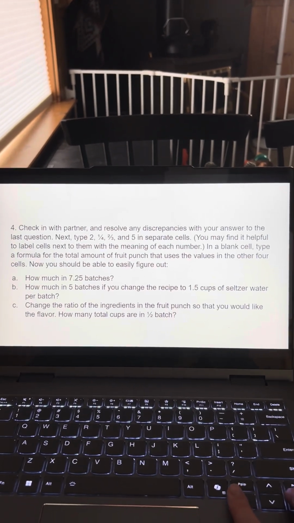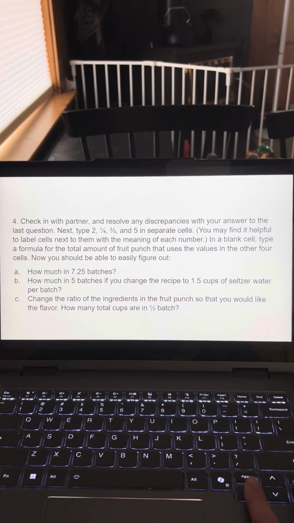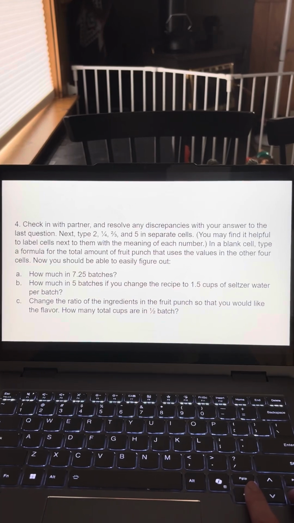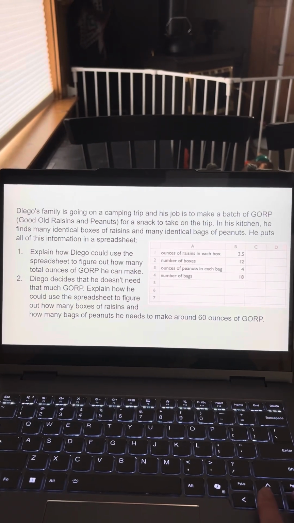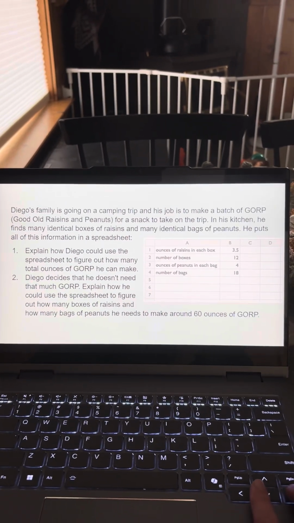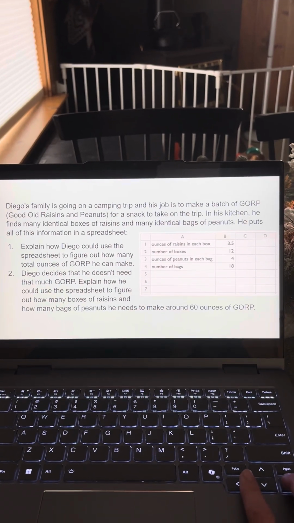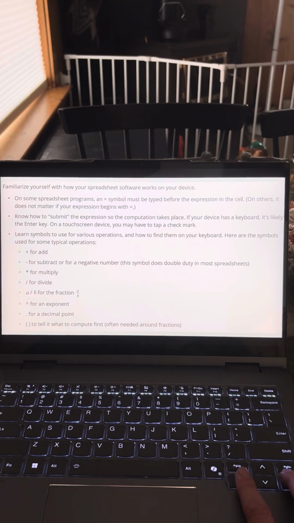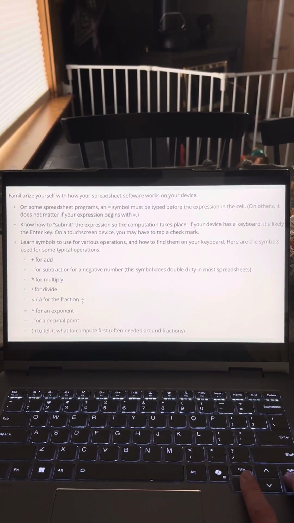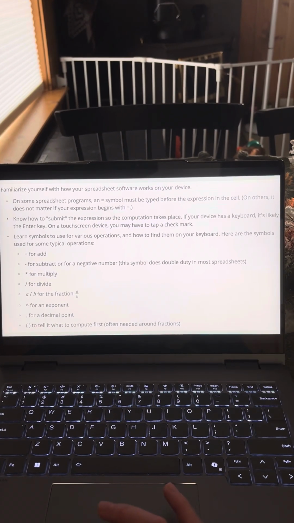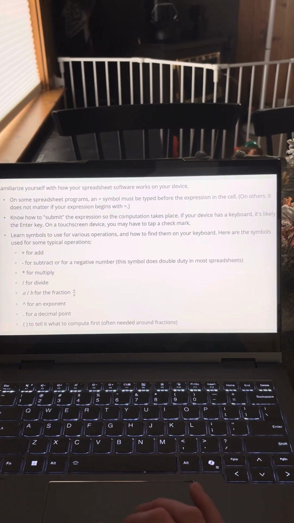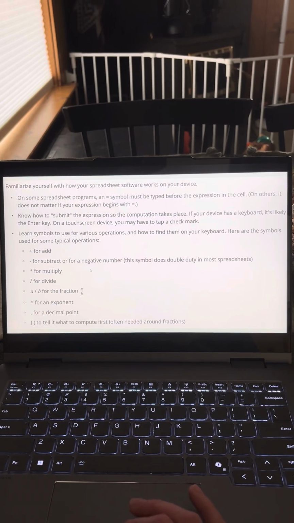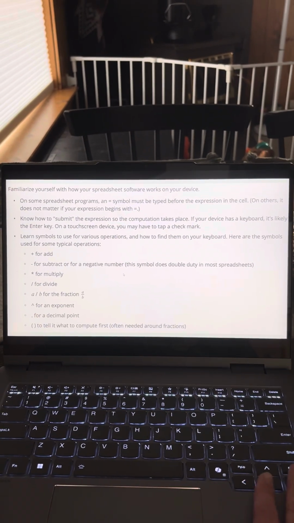If you have questions on any of those, you can check. Number 4 says to check in with a partner. You and I can do this together when you get back to class next week. And then, following along with Google Sheets on this one, you can use your Google Sheets to check yourself. And then this is just notes that's in the packet. So this is how you use Google Sheets. This equal sign has to be typed before the expression in each cell. And then it tells you how to use Google Sheets.